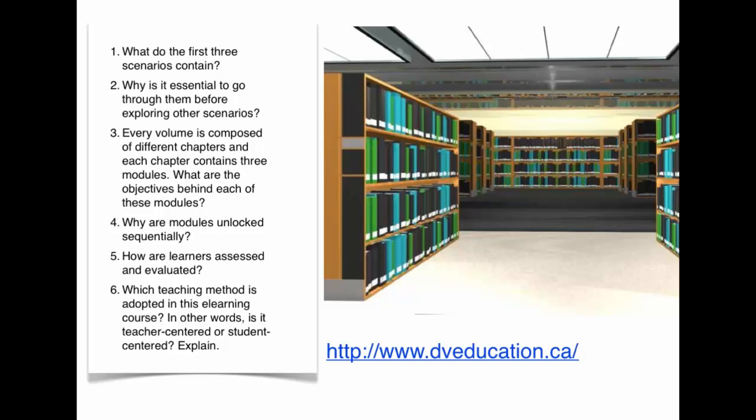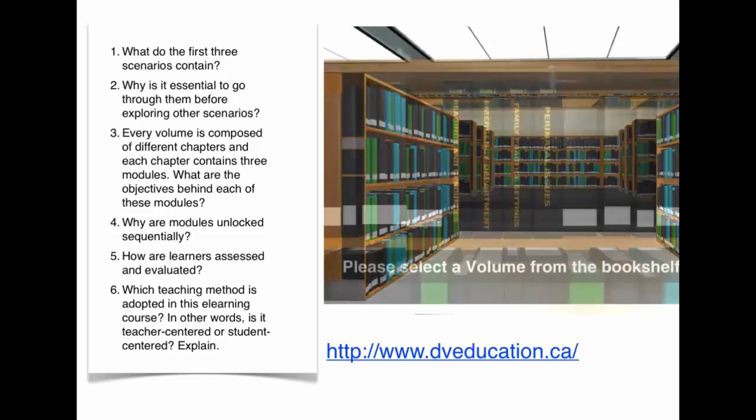An introductory note warns learners that they will have to complete the first 3 scenarios in order to unlock the remaining ones, and that each scenario would take around 25 minutes to completion. What do these first 3 scenarios contain? And why is it essential to go through them before exploring other scenarios?